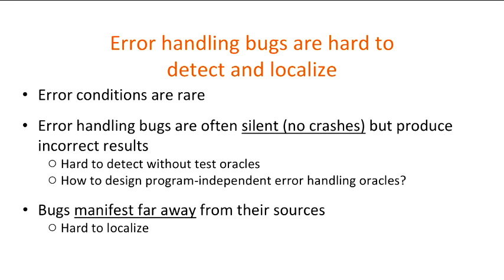Related to that problem is the issue of bug localization. We don't only want to know that there is a bug. If we ever hope to find it, we need to know what caused it. The problem is, especially for these kinds of silent bugs, if they do appear, they appear way after the cause actually happened. And that makes localization very hard.